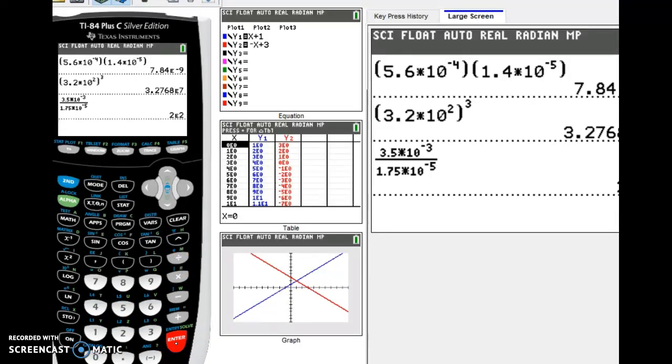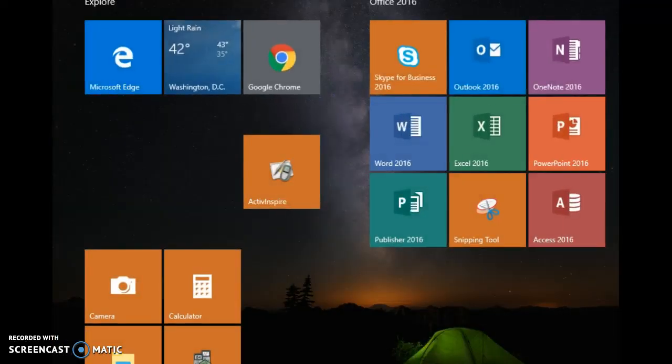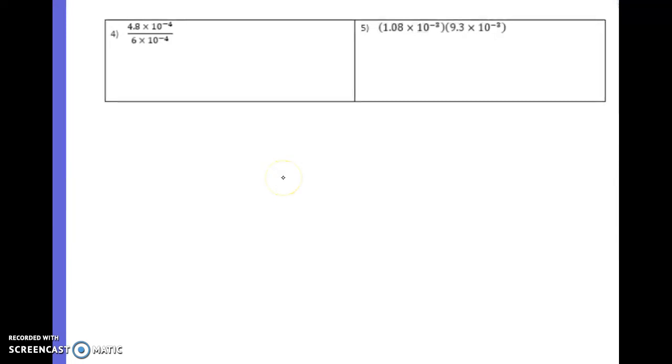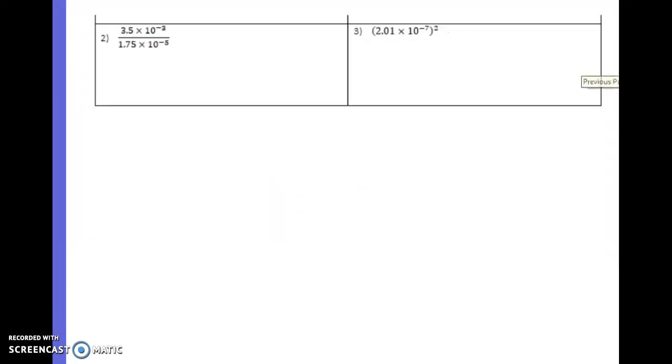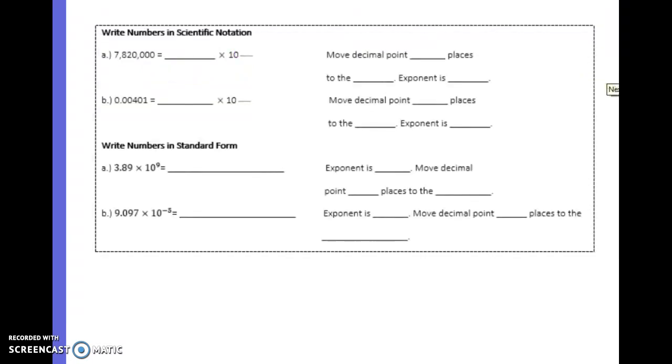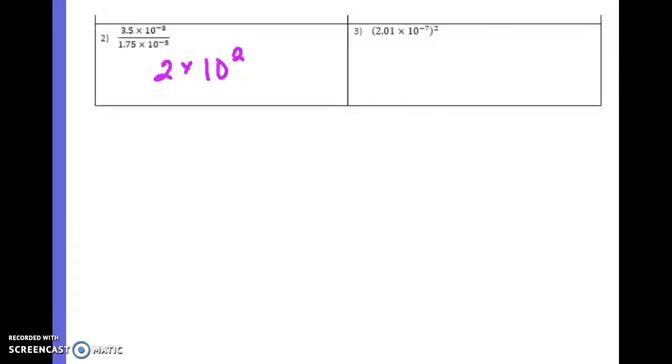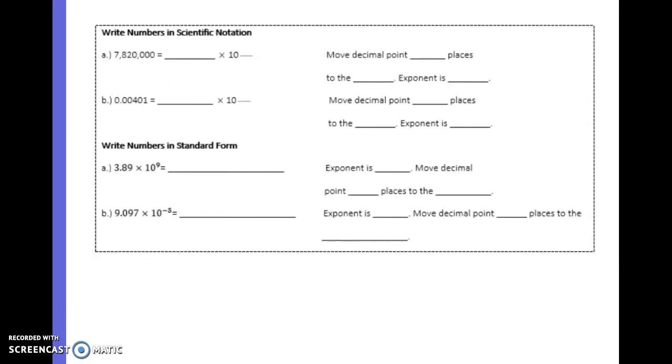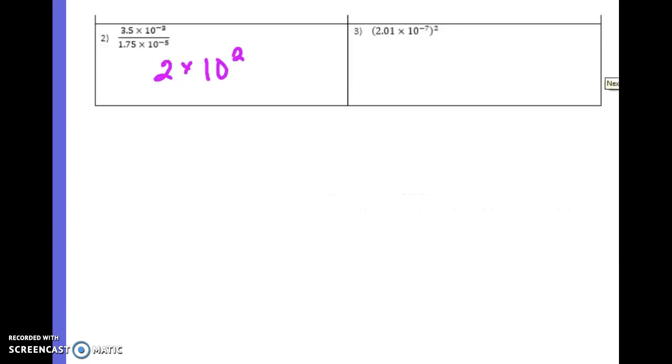Press enter, and we get 2E2, which means this is 2 times 10 to the 2nd power. So when we go to our screen, this would be 2 times 10 to the 2nd power. Again, we had a problem with the numbering, if you looked at that. It skipped the first one. It's acting kind of weird. All right, let's try the next one.